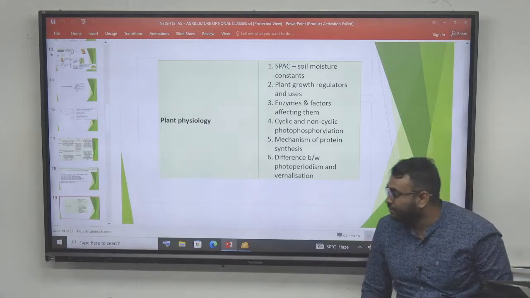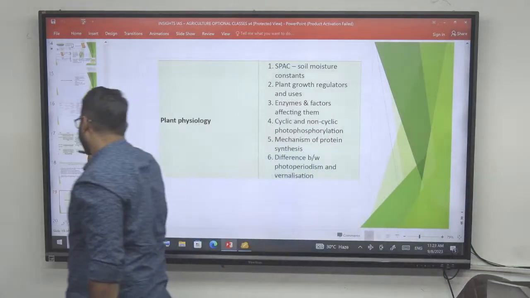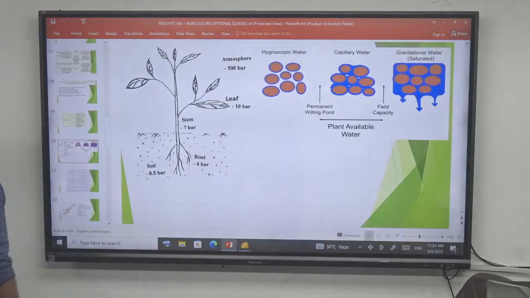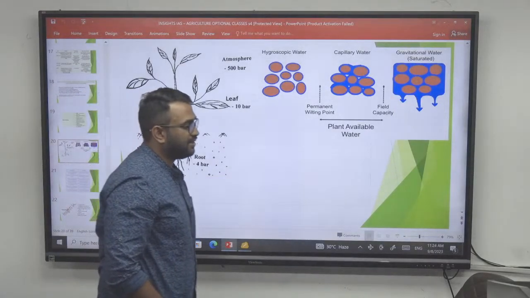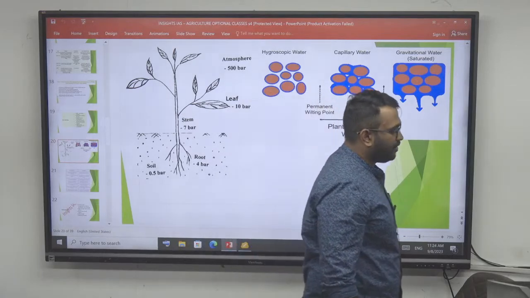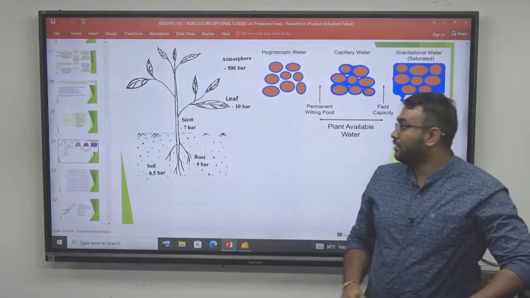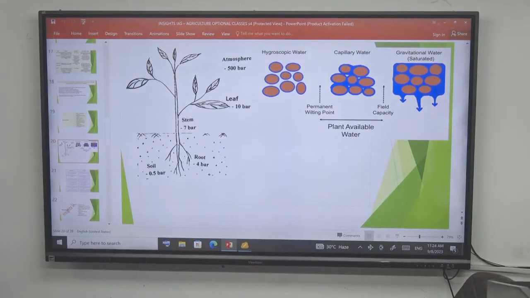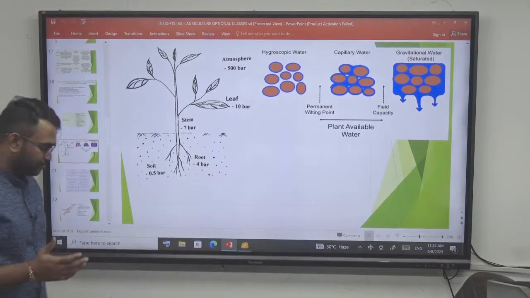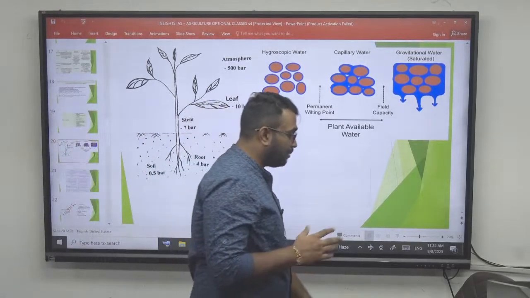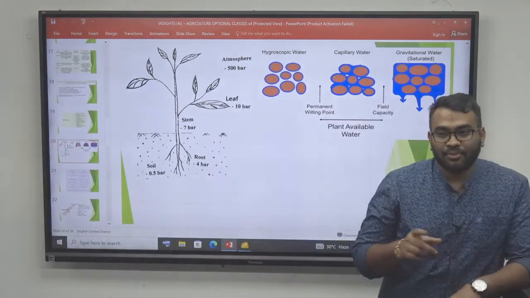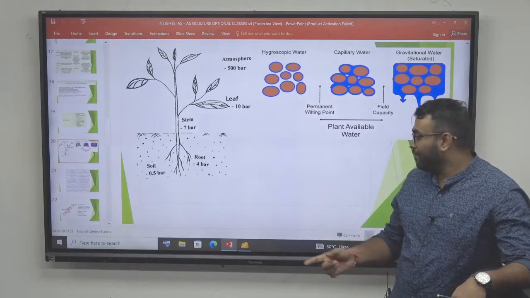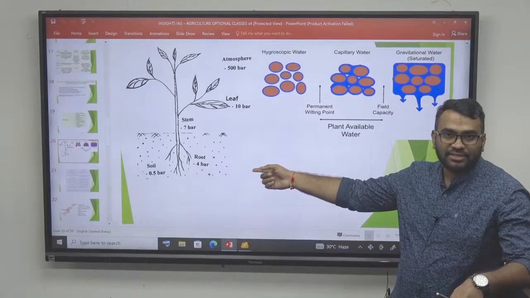We'll look into this in brief. So first we'll look into SPAC, that is soil plant atmospheric continuum. In SPAC, if you can observe this diagram, the first important concept you should understand, from your geography point of view and also from a common sense point of view, is that the movement of water will happen from high pressure towards low pressure.